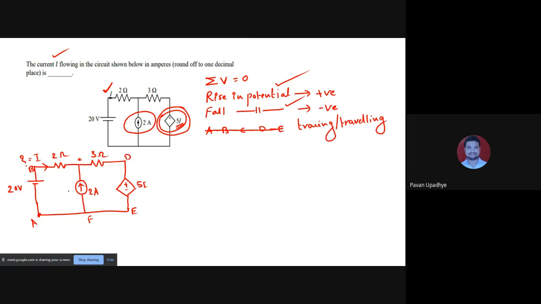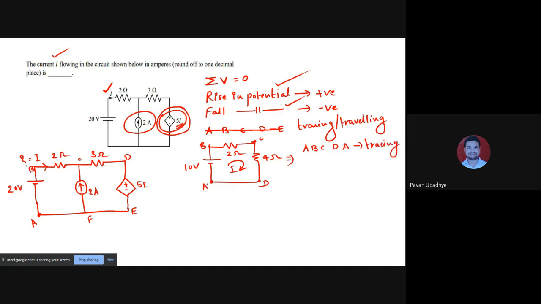Let us take an example of some other circuit. I am trying to make you understand firstly the concept of rise in potential and fall in potential. Let us assume I is the current flowing in such a circuit. We will start from some point A, go to point B, then C, then D, and then come back to point A. So A, B, C, D, A is our path of tracing the circuit.